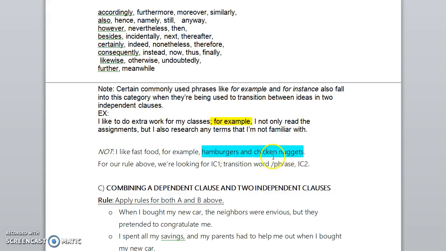Possibly hamburgers and chicken nuggets could be a subject, but where's the verb? Is there an action? No, there isn't. So hamburgers and chicken nuggets is not an independent clause. Hamburgers and chicken nuggets are just joined by the word and. Sometimes the word and joins simply words or phrases, but it doesn't mean that it needs a comma.